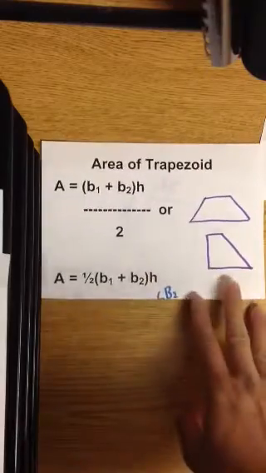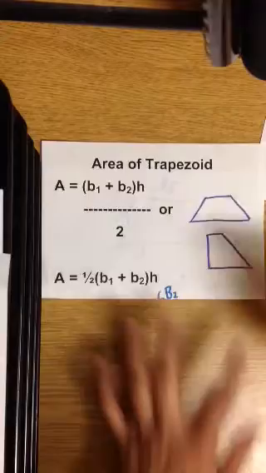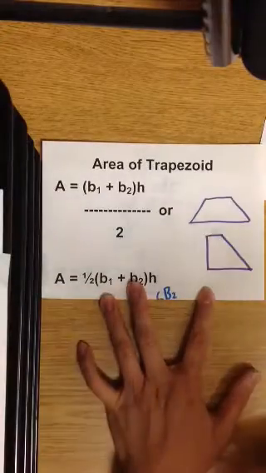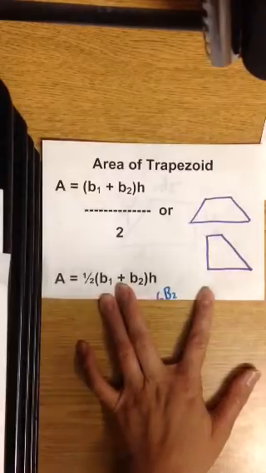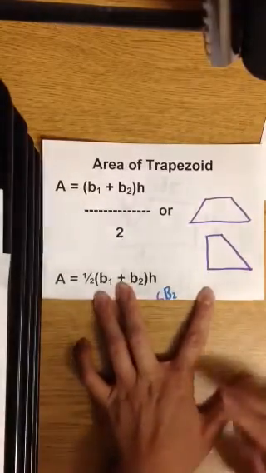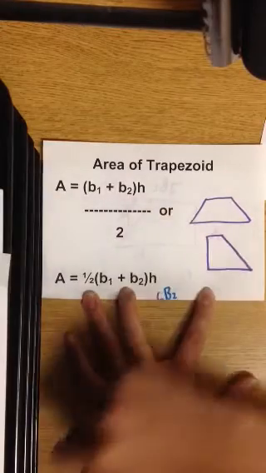In this study, we're going to talk about area of a trapezoid. Area is the inside surface of a polygon or shape. We're finding how much surface it covers. So you have two formulas to find the area of a trapezoid, the first or the second one.